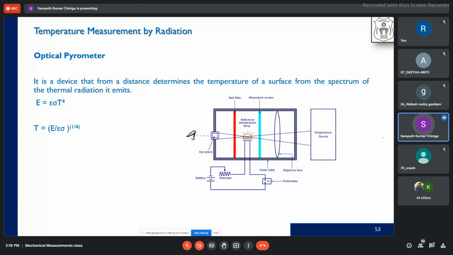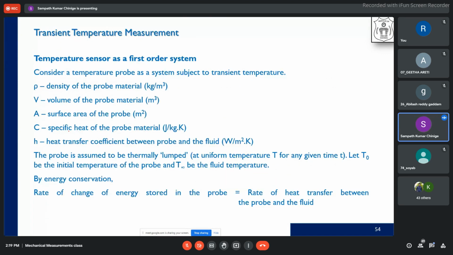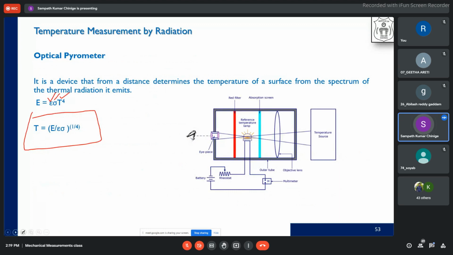So we can see that it is a device that from a distance determines the temperature of the surface from the spectrum of the thermal radiation it emits. The same thing I have explained over here. So from this, you will be able to find out the emissive power from the battery input. Epsilon is the property which is dependent on many factors, so it has to be very carefully calculated. Sigma is a constant, temperature is what we need to find out. So temperature is equivalent to (E divided by epsilon times sigma) whole to the power of 1 by 4, that is, total emissive power by emissivity times the Stefan-Boltzmann constant. So this is about optical pyrometers.